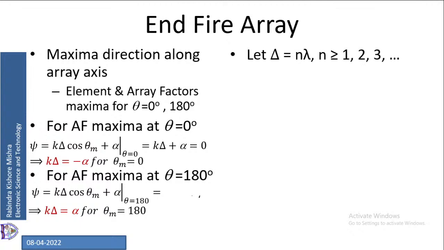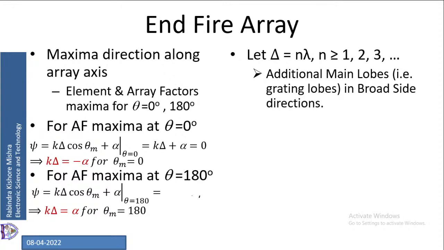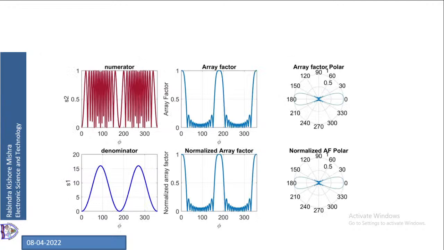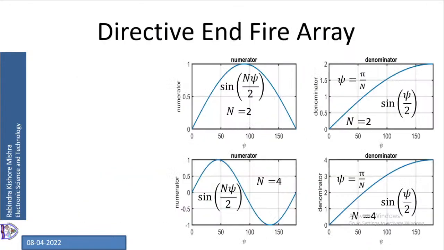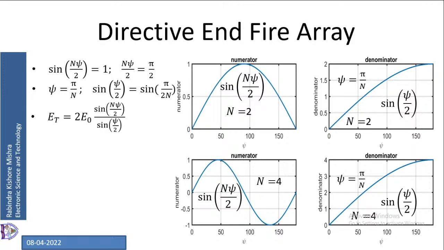Now let delta be equal to n lambda, n greater than or equal to 1, 2, etc. If delta is that, then we will get additional main lobes or grating lobes in the broadside direction. For no grating lobes, delta should be less than lambda, that we have discussed. Then this shows you the numerator and the denominator patterns, then the array factors. Then the directive end fire array, this is not in your course, so let us leave it out.